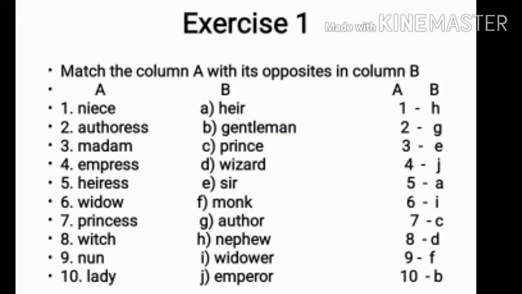Eighth, witch will match with wizard, that is D. Ninth is nun, that will match with F, monk. And the 10th one is lady, that will match with B, that is gentleman. So masculine opposite feminine, feminine opposite masculine.